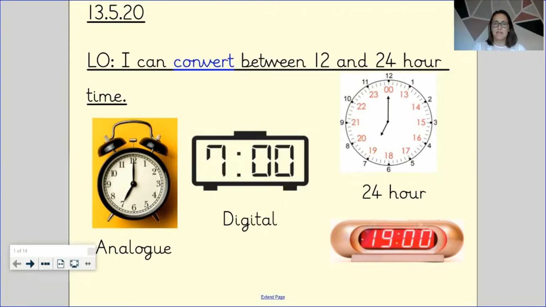Okay, so our learning objective today is: I can convert between 12 and 24-hour time. That learning verb, convert, is a term you will have come across before when you're thinking about weights and measures. It means to change between different measurements. So when you're doing centimetres and you convert into metres, or when you're doing grams and you convert into kilograms, and also when you're doing volume with litres or millilitres. It's about recognising the comparison, so recognising what the value of one is in the value of the other. So recognising what the value of a 12-hour clock is within a 24 and vice versa.